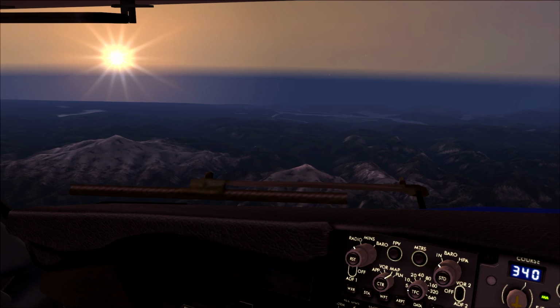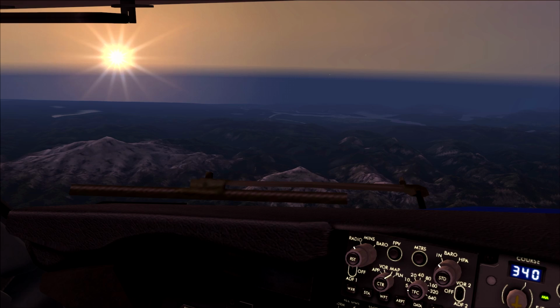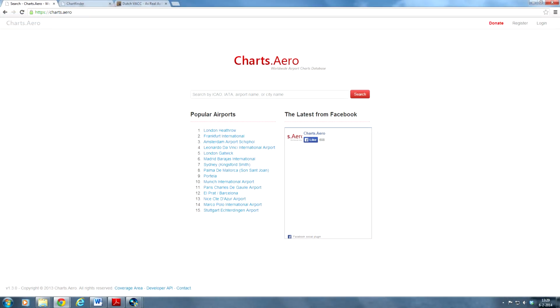A lot of pilots who are beginning to fly on the Vatsim network seem to have trouble finding charts, but actually it's very simple. So how are we going to find charts? There are a couple of ways you can find charts. This is a very simple one.